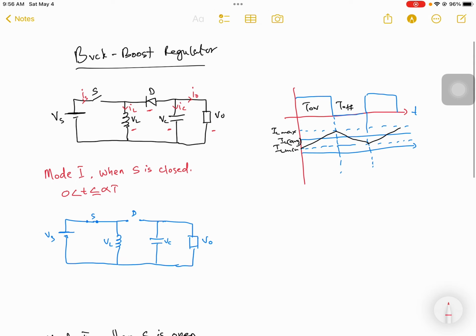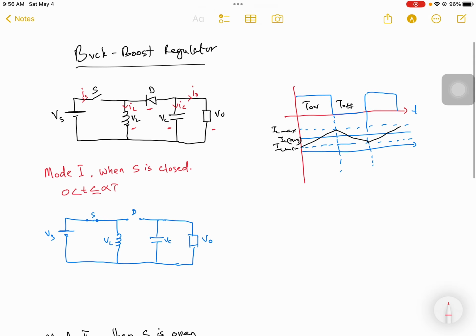Now in order to analyze the circuit, we are dividing it into two modes. Mode 1, when your switch S is closed. When this switch is closed, that duration is from 0 to alpha T. This alpha is our duty cycle, where alpha can be equated as T on divided by T, the total time period.